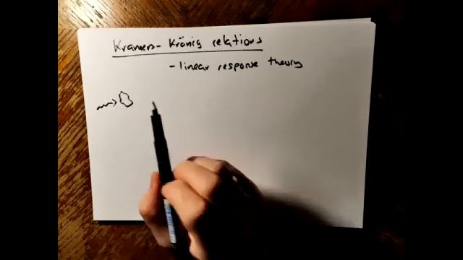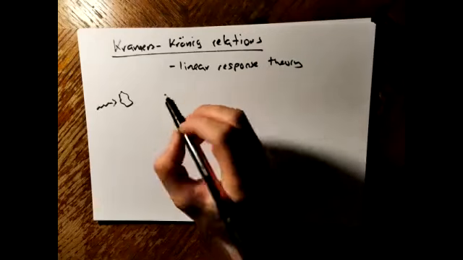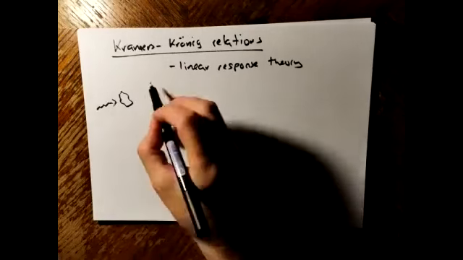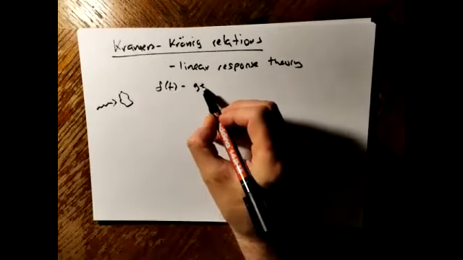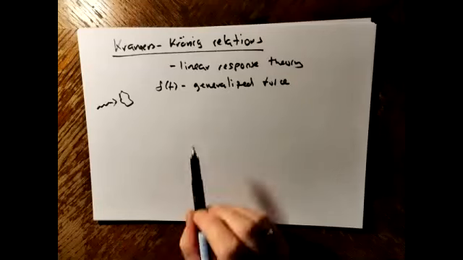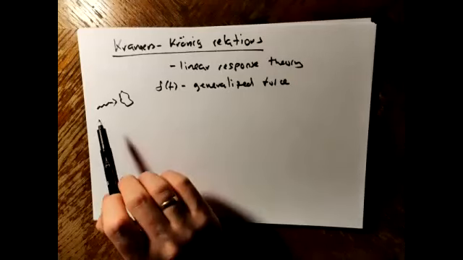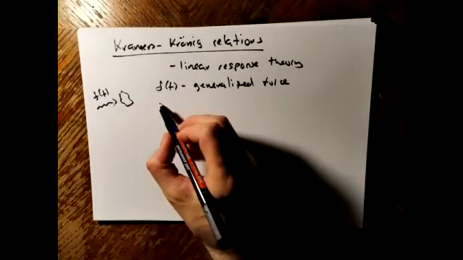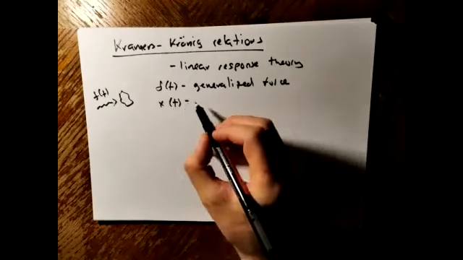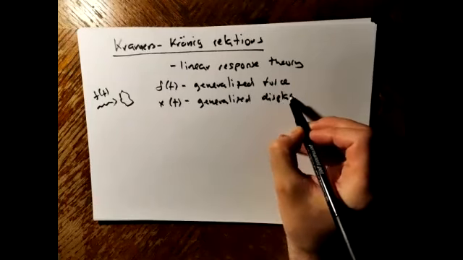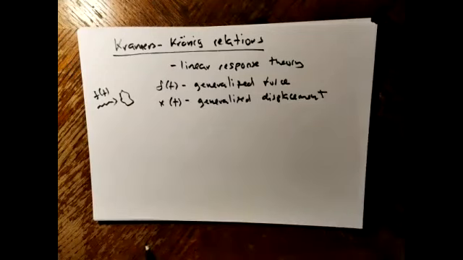The two concepts you need are, I'm going to call it f of t, a generalized force. A generalized force is something that you apply to your system. Then your system starts to respond to it, and what you actually measure is the generalized displacement. So these are the two central quantities that we are going to be talking about.